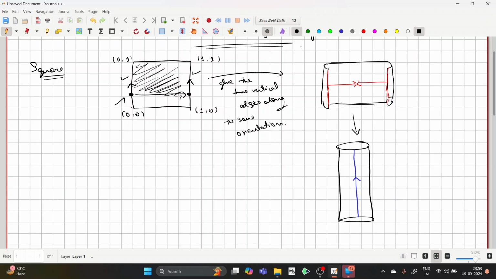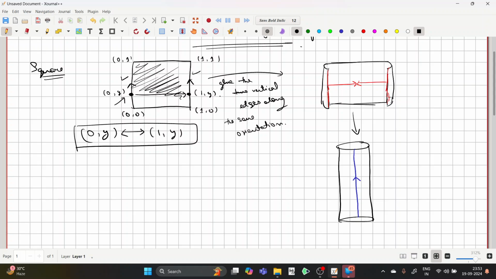So the technical term is typically that I start with a point on one of the vertical edges. Now what should be the coordinate of this point? The coordinate of this point should be (0, y), let's say, and I'm identifying this point with this point, and the coordinate of this point is (1, y). So what I'm typically doing is that I am identifying the point (0, y) with the point (1, y). This is what I am typically doing, nothing else. Clear?